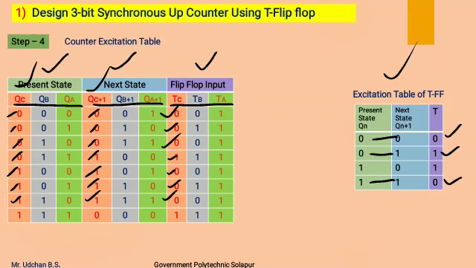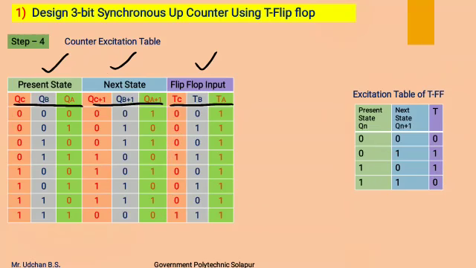And for last QC is 1, QC plus 1 is 0. Now again I will observe the excitation table. For present state 1 and next state 0, the T input is 1, therefore I will write TC as a 1 over here. Similarly, we can write the values of TB by comparing QB and QB plus 1, and we can write the values of TA by comparing QA and QA plus 1 with this excitation table.